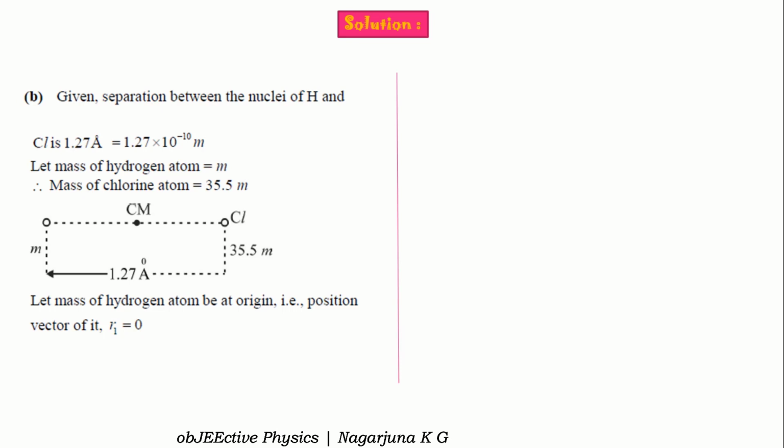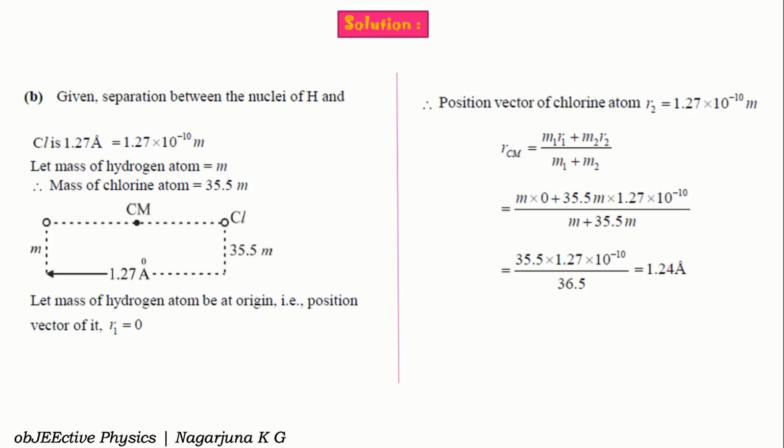Let us also assume that hydrogen atom is located at origin of the coordinate system. That is, position vector of the hydrogen atom r1 is equal to 0 and position vector of the chlorine atom r2 is equal to distance between H and Cl, that is 1.27 into 10 power minus 10 meters.